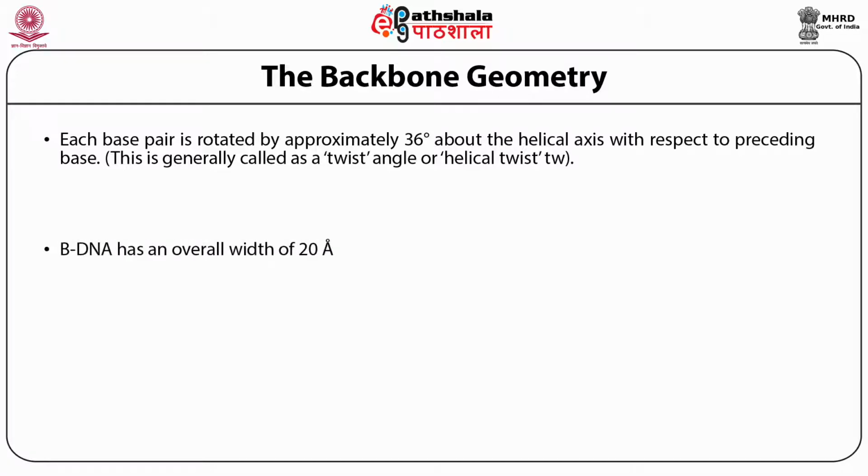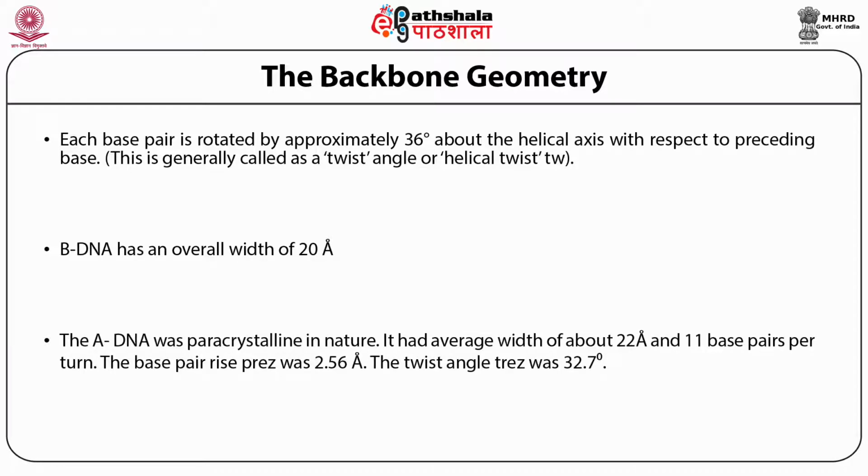B-DNA has an overall width of 20 angstrom. A-DNA was paracrystalline in nature. It had average width about 22 angstrom and 11 base pairs per turn. The base pair rise TZ was 2.56 angstrom and the twist angle was 32.7 degrees.